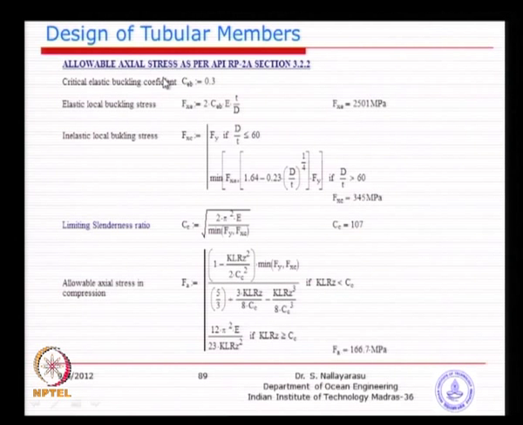Prior to allowable axial stress, you need to verify whether the member has local buckling effect or not. So, what I have done is I have just taken the procedure from API, assume the local buckling coefficient, find out elastic buckling stress and find out inelastic local buckling stress, and compare this with the yield stress. If it is less than the yield stress, then that will be taken. In this particular case, I think local buckling is not at all governing, because the d by t ratio is quite good.